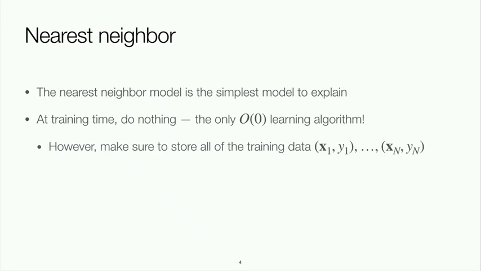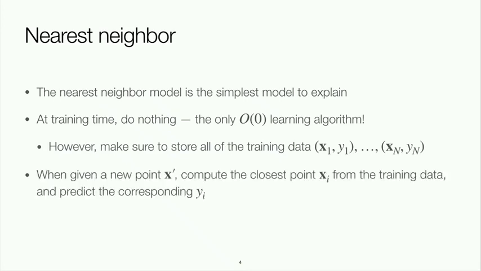Test time is a little bit more involved, but explaining what we do at test time is equally simple. The actual procedures, as we'll see in a second, get a little bit more complicated, but basically all we have to do at test time, if we're given a new point, let's call it x prime, is compute the closest point x_i from the training data, and then whatever label or target that training point had, we just predict that as well.